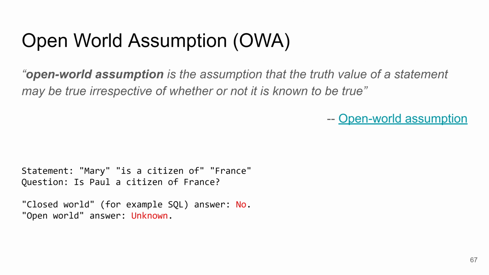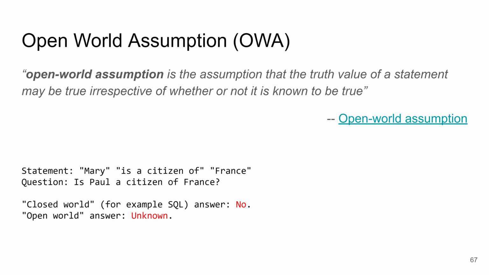This is also different from other data models and how the data in them is interpreted. You see, the open world assumption says basically that, well, what it says is in the slide, right? But what it means is illustrated by the example. Let's say that we have a statement, Mary is a citizen of France. And the question we have regarding those data is Paul a citizen of France?